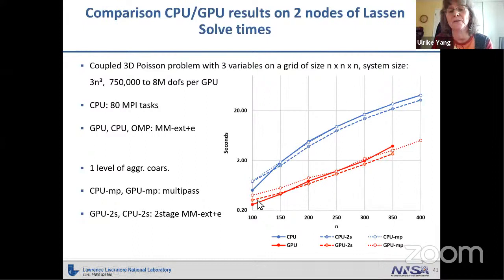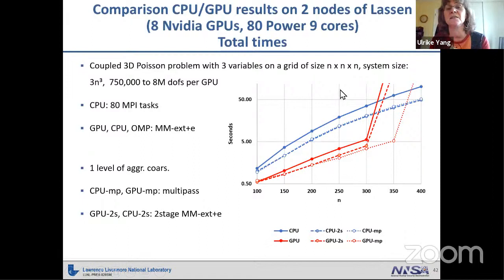But what you see now is that using no aggressive coarsening is even faster in the solve, because it converges faster overall. You do pay for aggressive coarsening in terms of number of iterations. Ultimately the two-stage interpolation gives you better performance here, and multipass is worse, since it converges slower. So that's the solve phase, and it depends what's more important to you, where you actually want to use AMG. Finally, these are the total times combined. Overall, once you get to the larger problems, multipass interpolation does work better for total times. But again, it depends what type of problems you want to solve.